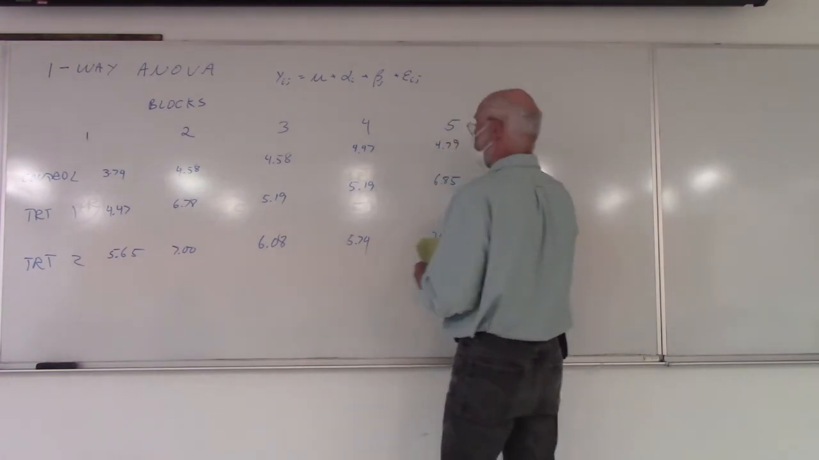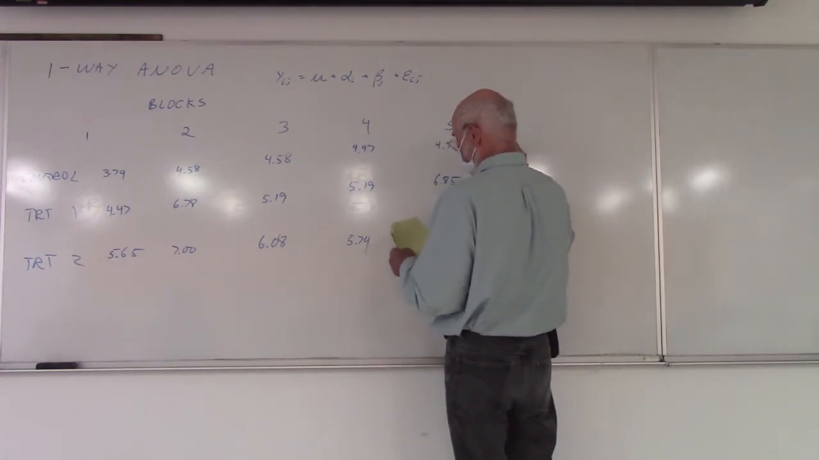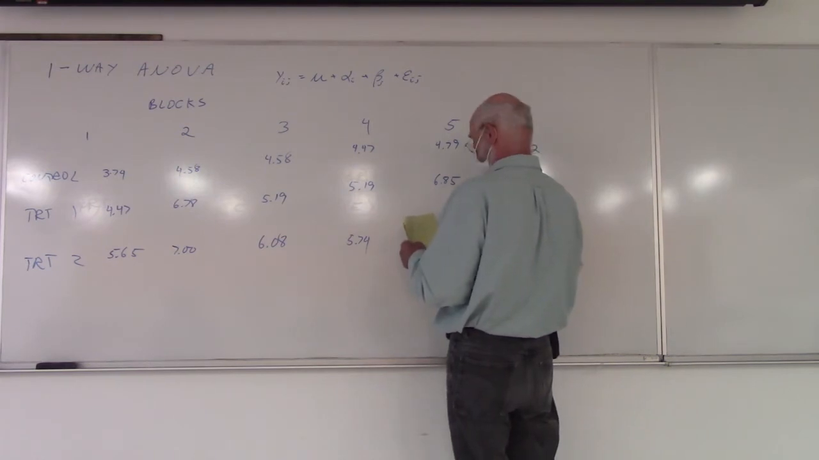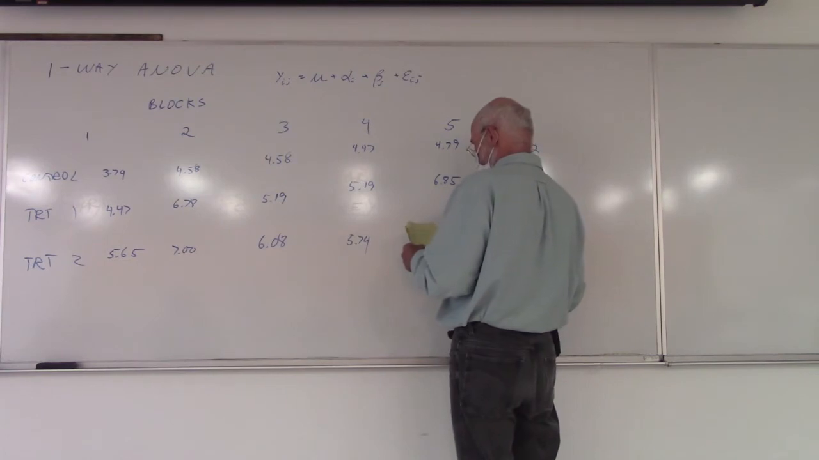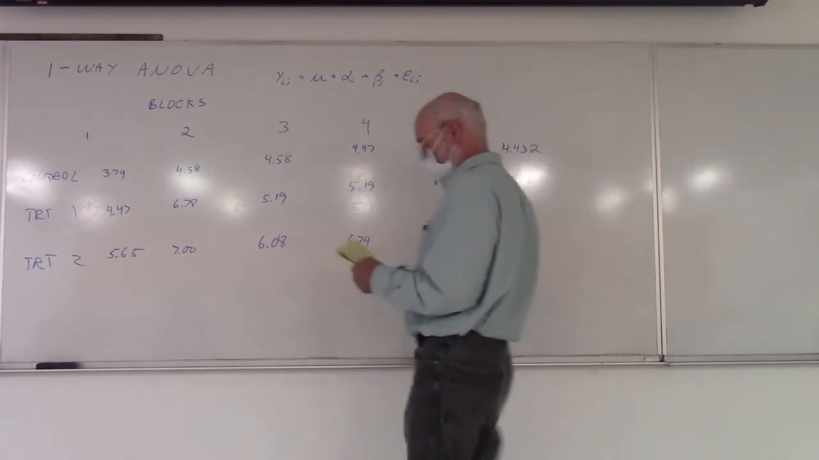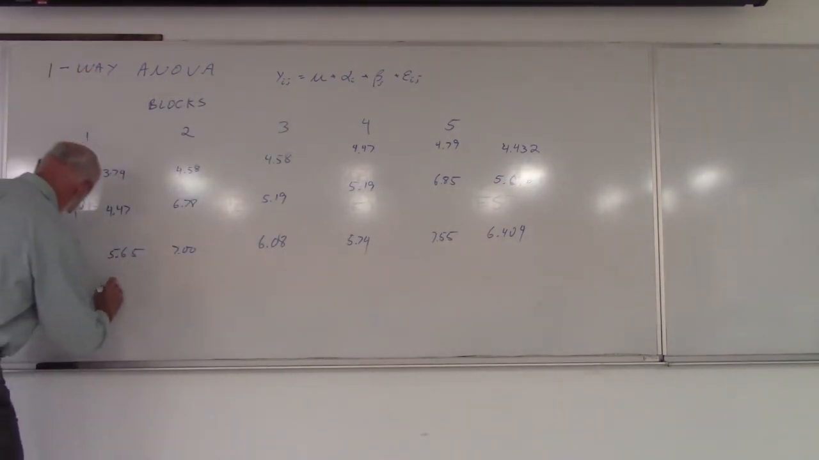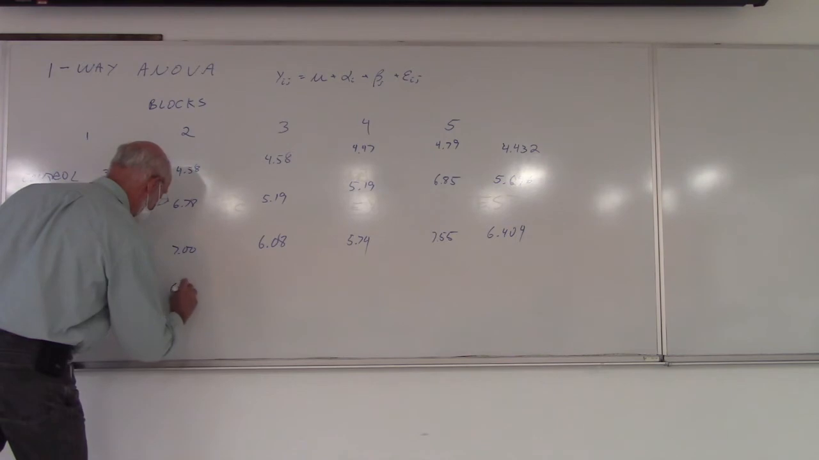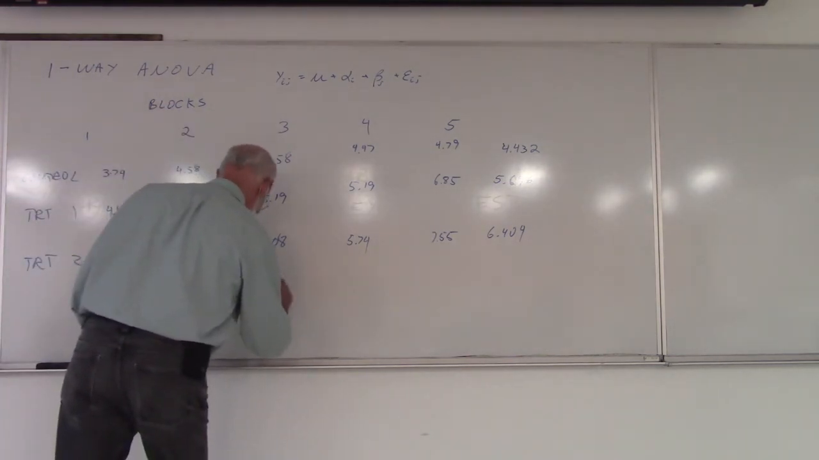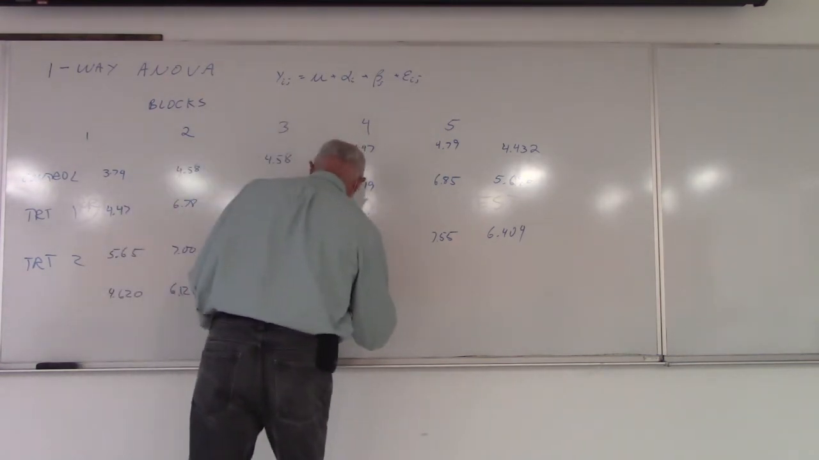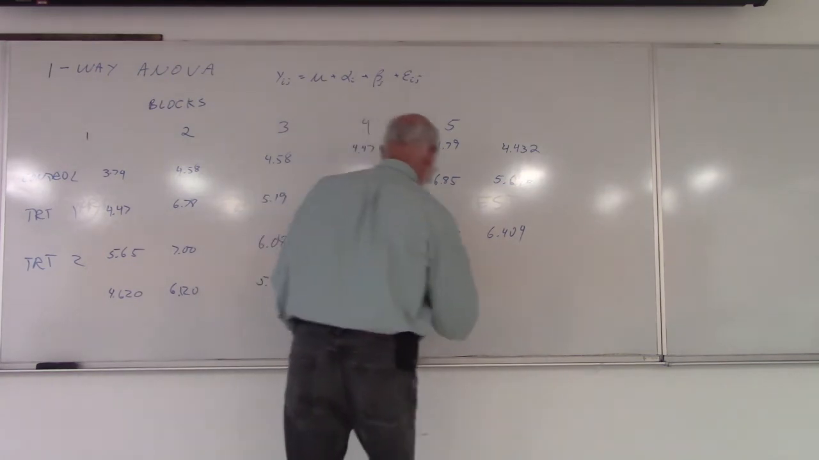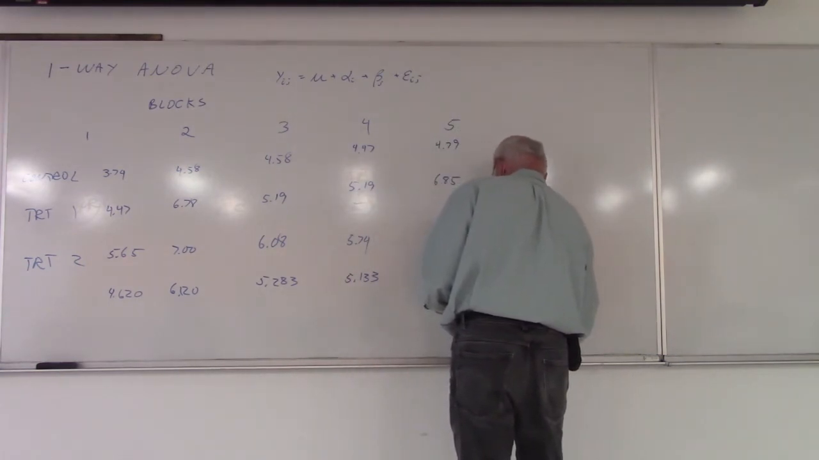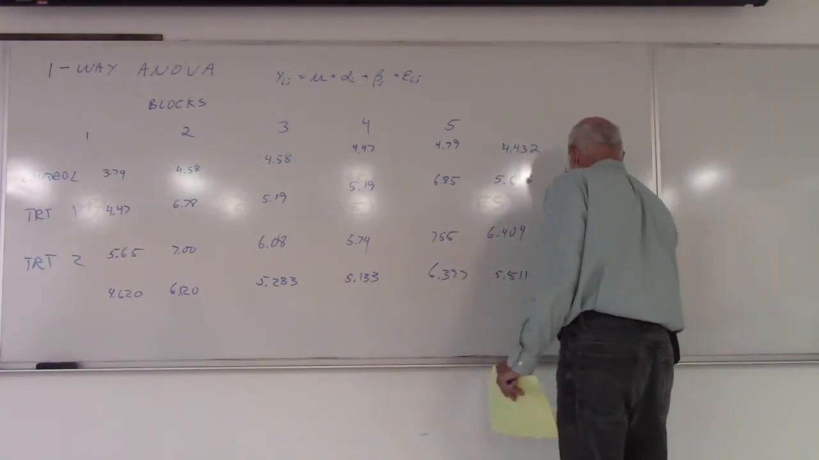So the average of the natural log of the number of no-growth plates is 4.432. Here it's 5.696. And here it's 6.404. And then the average across blocks here is 4.620, 6.120, 5.283, 5.133, and 6.397. And then the overall mean is 5.511. So that is equal to y bar dot dot.